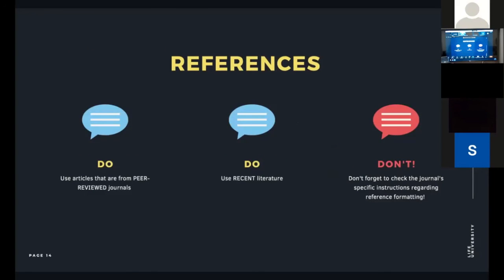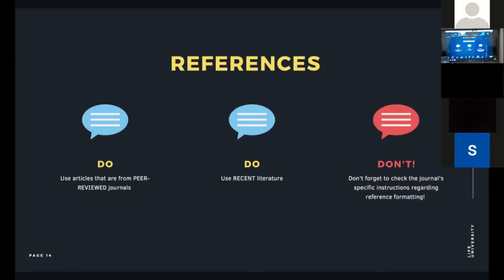References. So most of us are probably the most familiar with this section. We've been doing it since we were kids in school. The biggest do, especially in the profession that we're in, is to only use articles that are from peer-reviewed journals. There's a lot of good information out there in books and magazines, but they do not belong in research like this. So try to stick to peer-reviewed journals, do your scholarly research online. That is going to be very, very important.